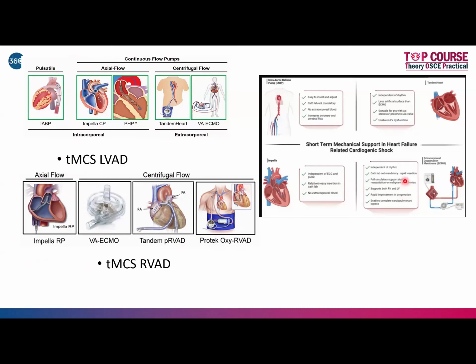Okay, IABP we have studied in detail. Tandem Heart: you don't have to know the deep details of this, but what you need to know is that it is independent of the rhythm. It has less artificial surface area than that of the ECMO. It is suitable for patients with aortic stenosis and prosthetic aortic valve. However, it is usable in LV dysfunction. And compared to Impella and IABP, it is much more invasive, because in the case of the Tandem Heart the catheter passes across the atrial septum.